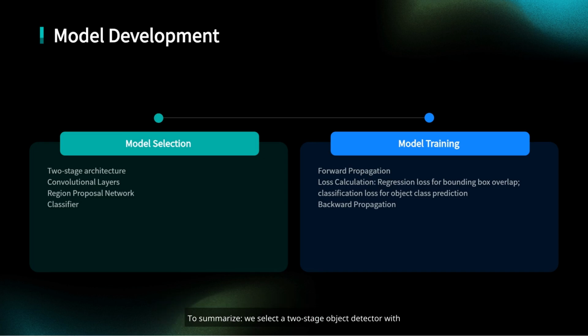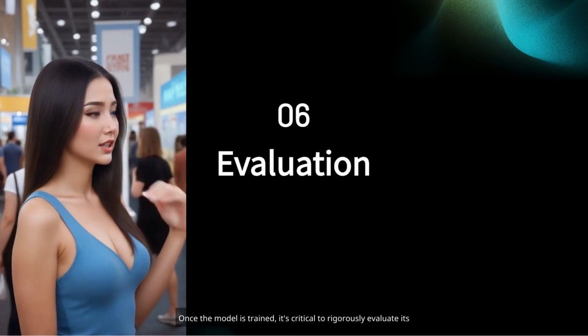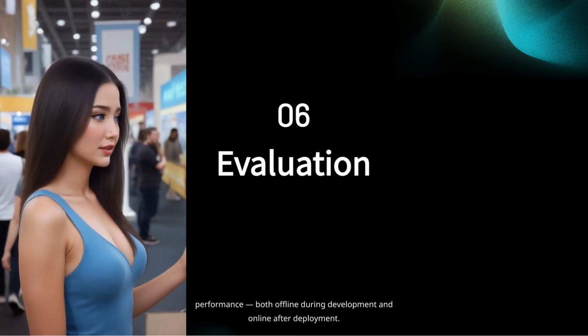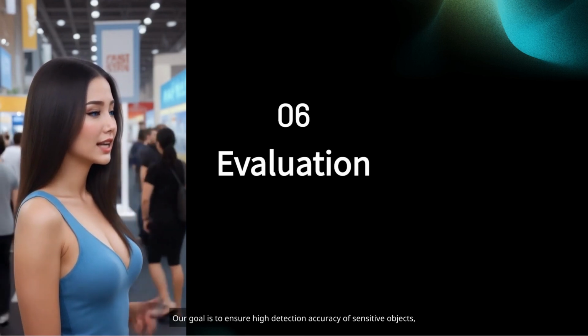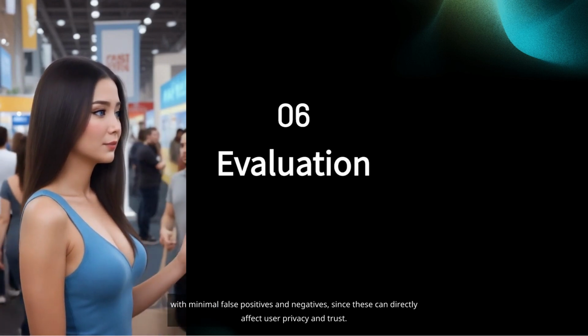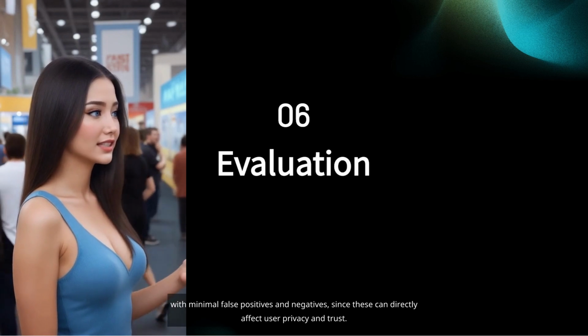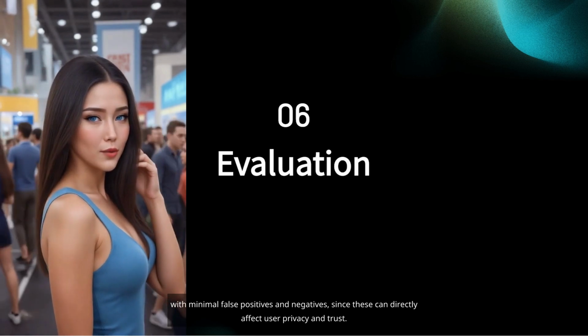Specific data. To summarize, we select a two-stage object detector with convolutional backbones for precise object localization and classification. Training involves careful design of the loss function and backpropagation loop, with a focus on privacy-driven accuracy, robustness to variability, and scalability. Once the model is trained, it's critical to rigorously evaluate its performance, both offline during development and online after deployment. Our goal is to ensure high detection accuracy of sensitive objects with minimal false positives and negatives, since these can directly affect user privacy and trust.